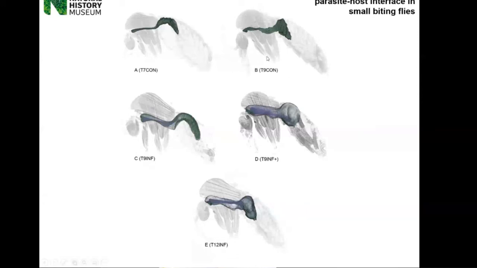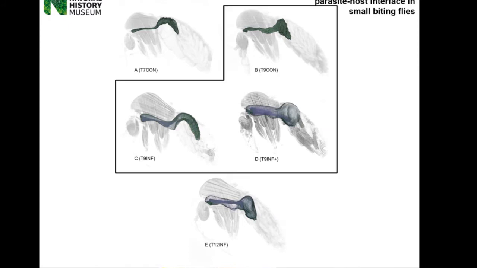We actually had a 9-day control fly here with very narrow guts. And perhaps the best group to look at for comparison are these here. So we have a 9-day control. This is the infected one with only one infectious blood meal. And then this had the infectious blood meal and then a second blood meal. And you can see how much more expanded the midgut is there.